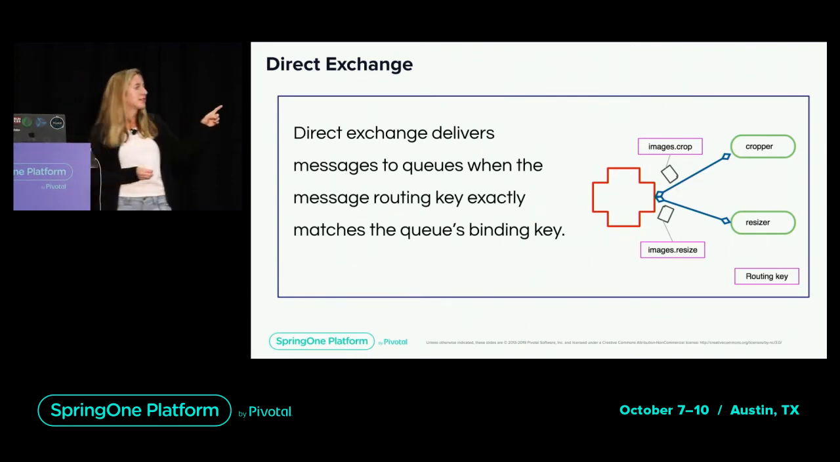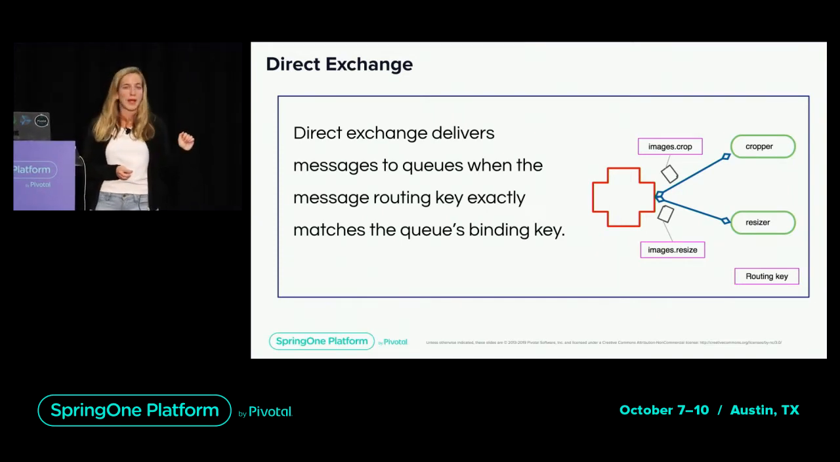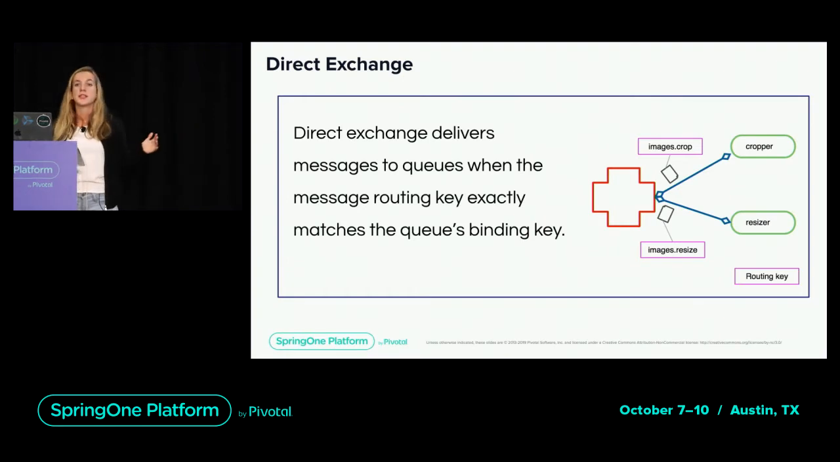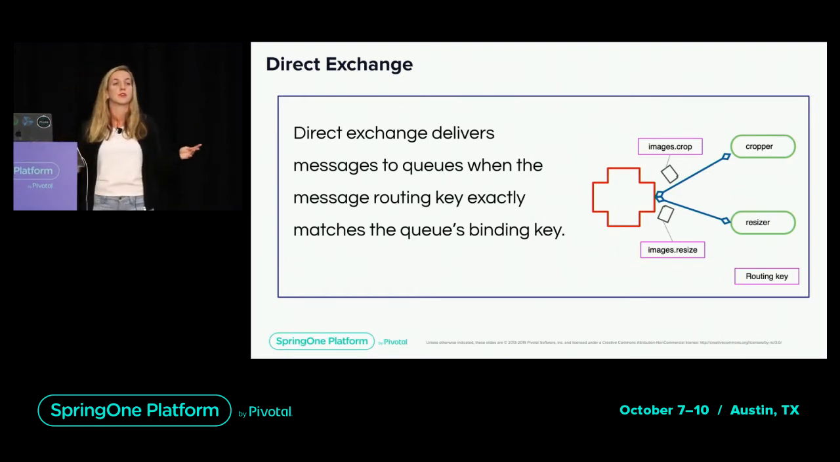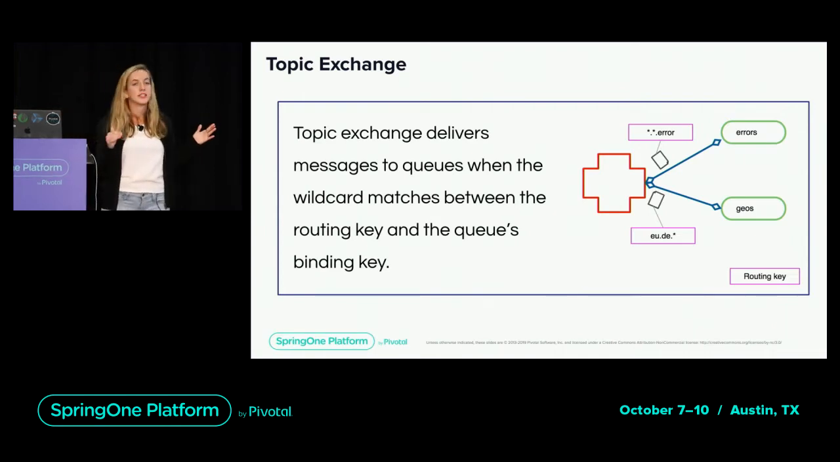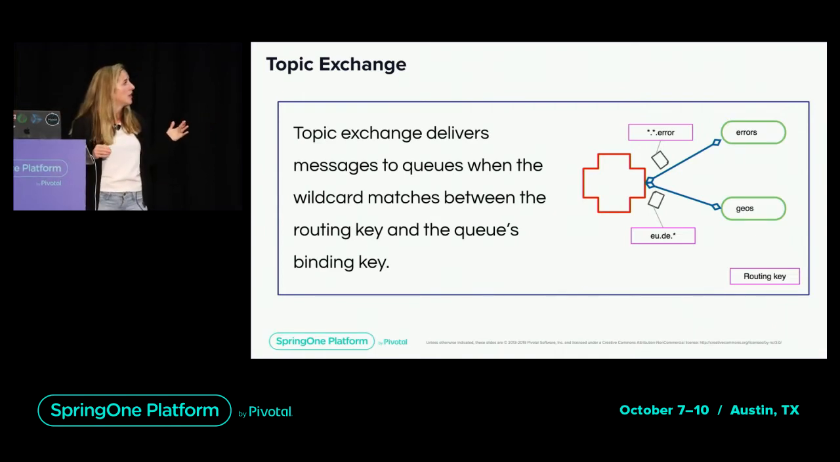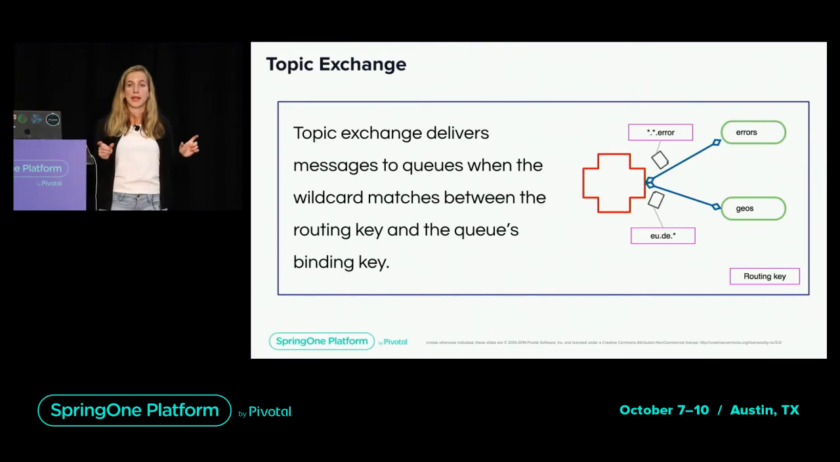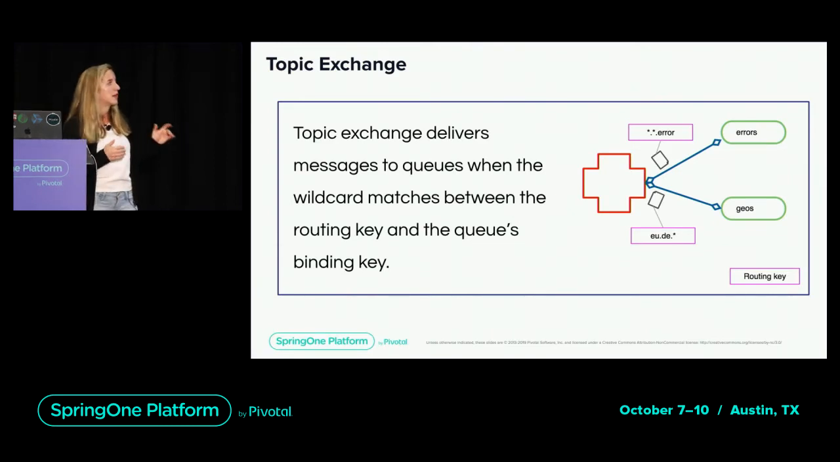So on the right, you can see that we have messages. One has the images.crop routing key. The other one has images.resize. You can see the direct exchange routing those to the correct queues to be processed by the correct consumers. Here you have a topic exchange, which delivers messages when the wildcard matches between the routing key and the queue's binding key. So you can see here we're starting to add more complexity.